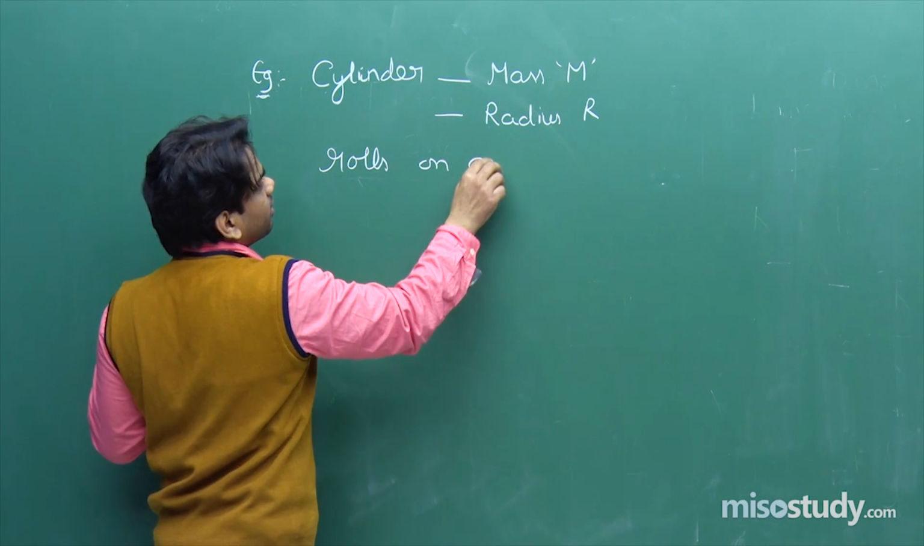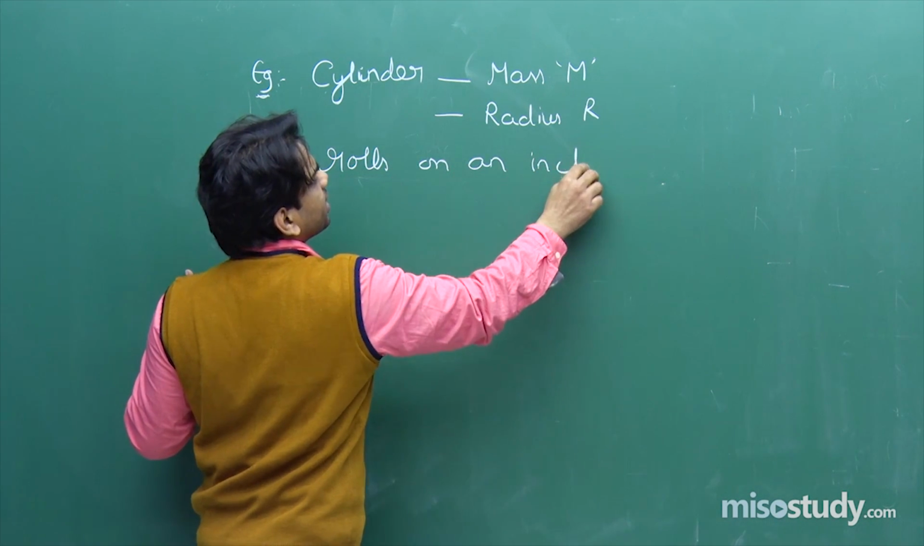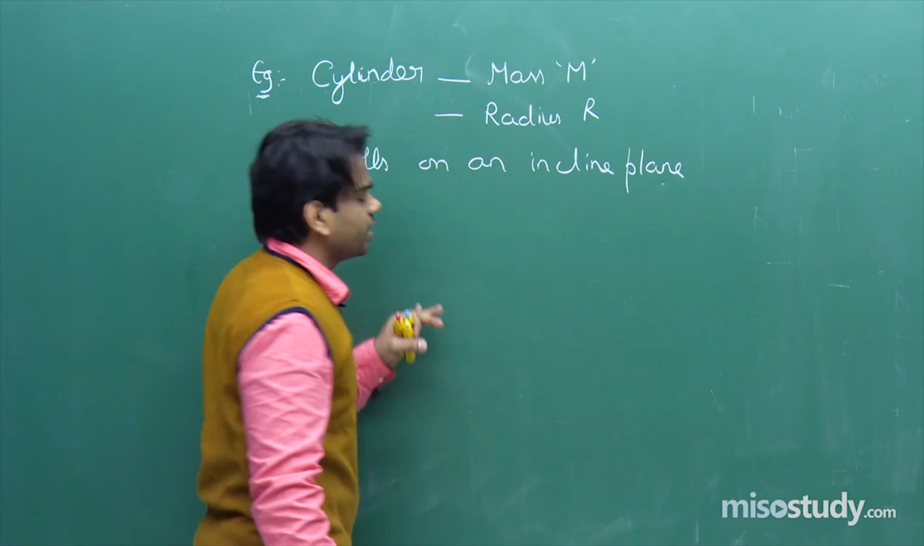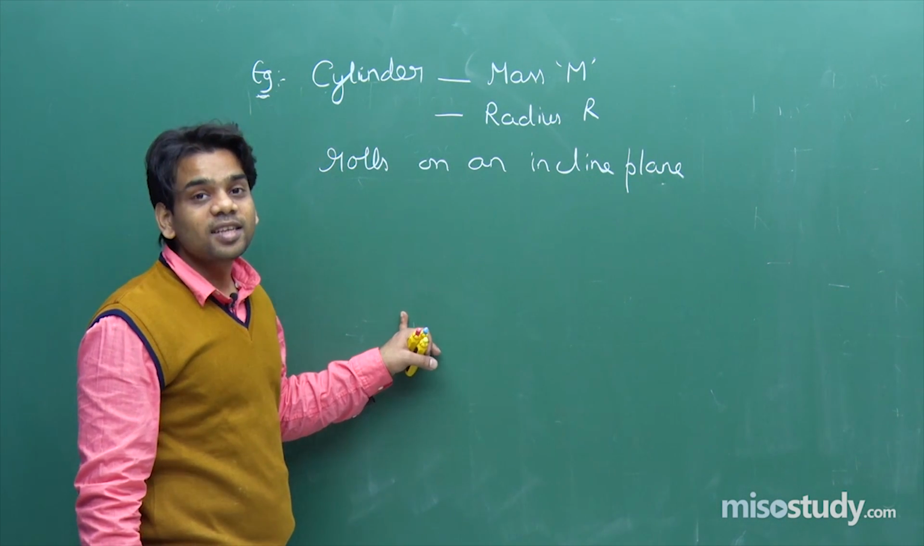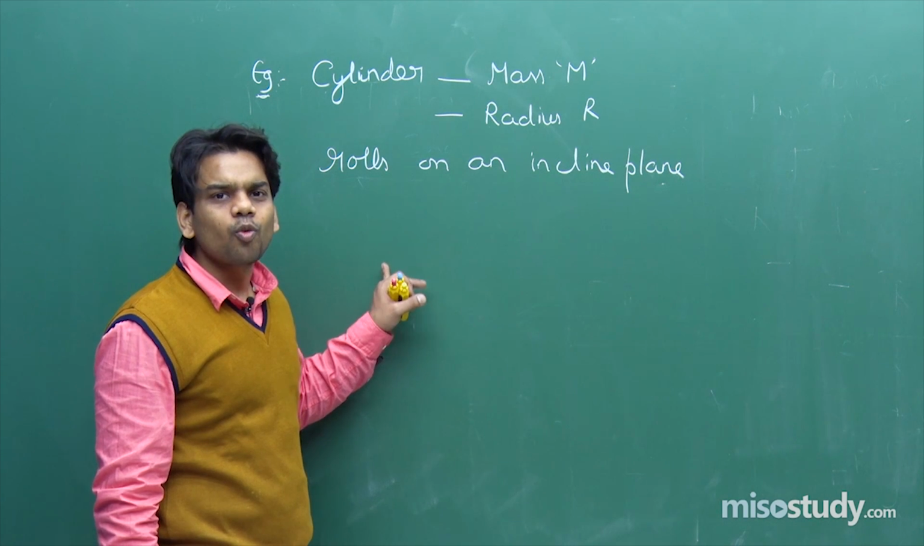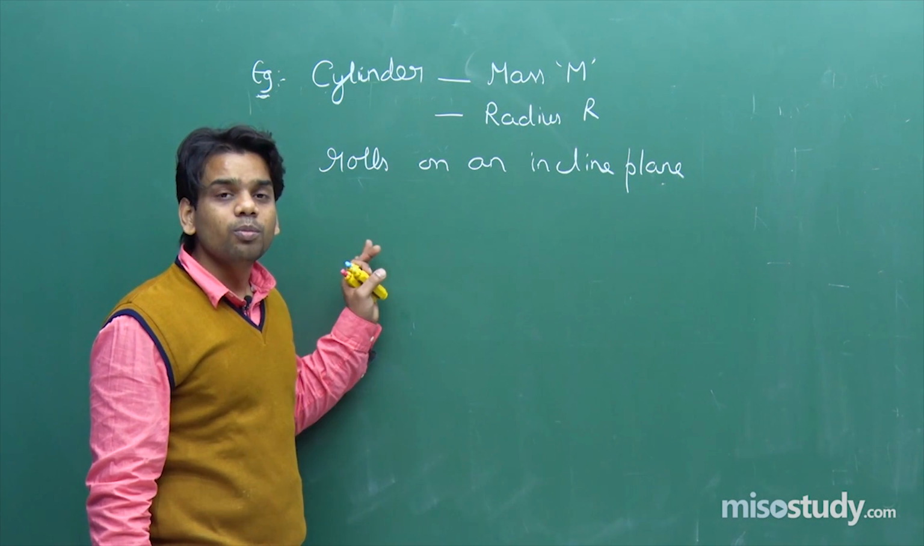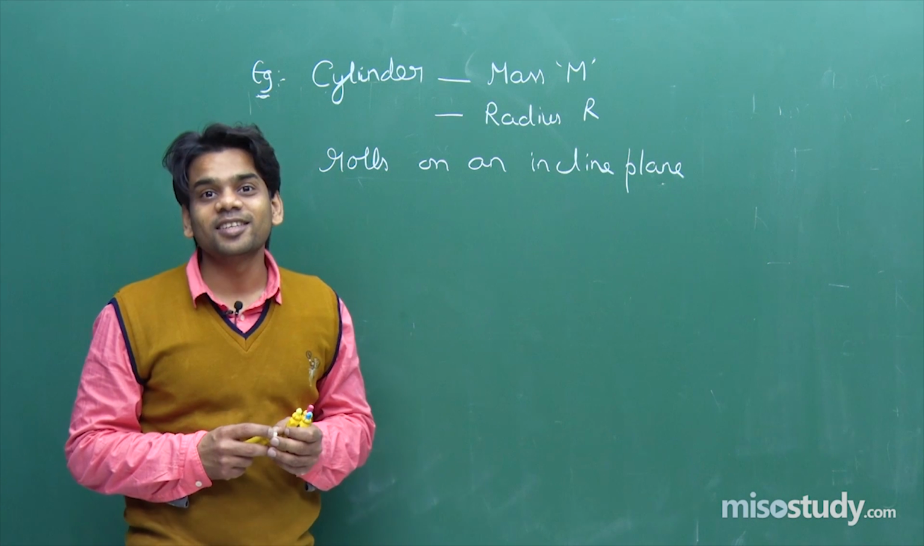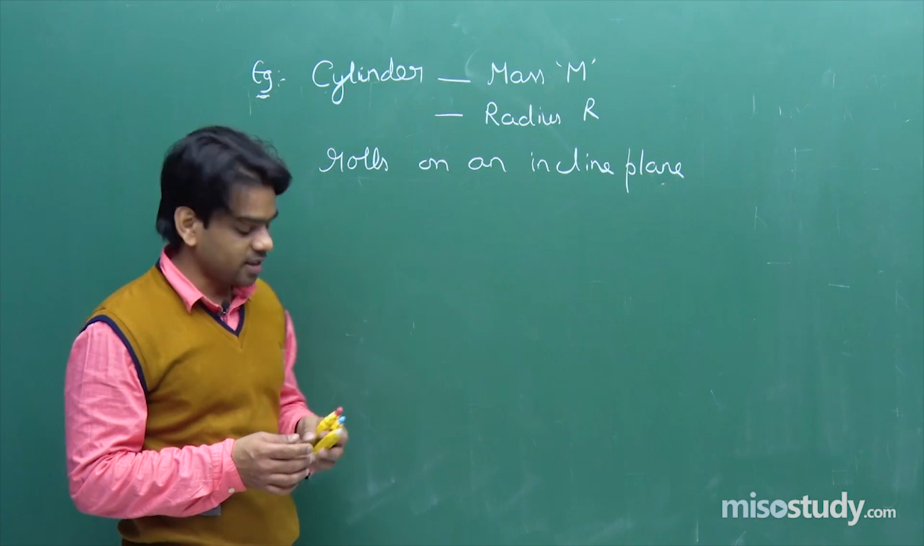Rolls on an inclined plane. Here, let's say the angle of inclination is given as theta, which I will show you in the figure also. Let's study the variables, what their magnitudes will be, what motion it will be performing, what the acceleration is, and what the value of the friction force acting is.